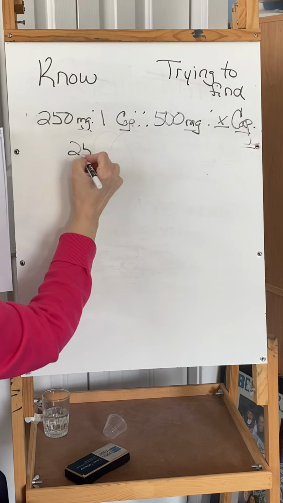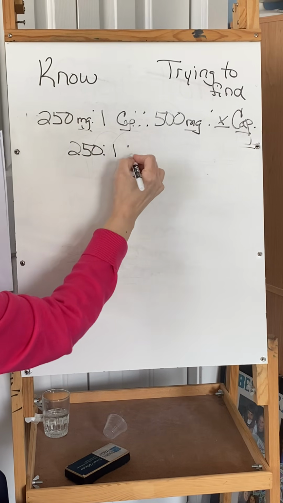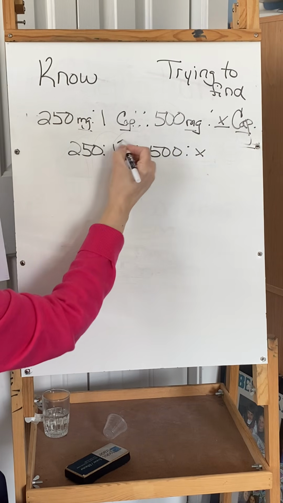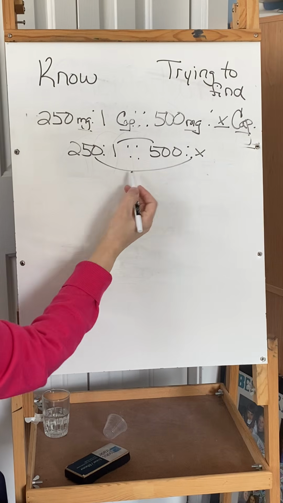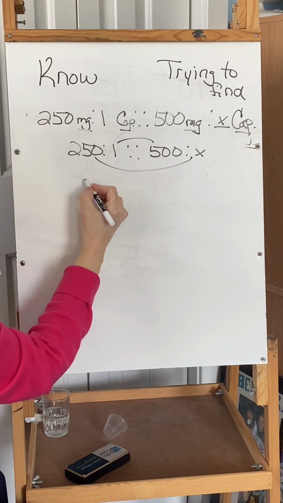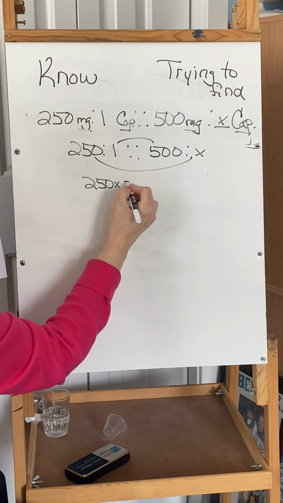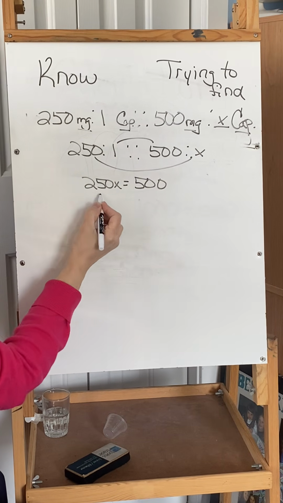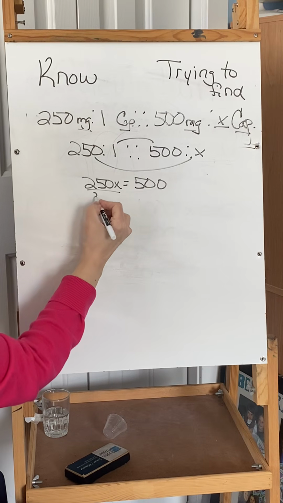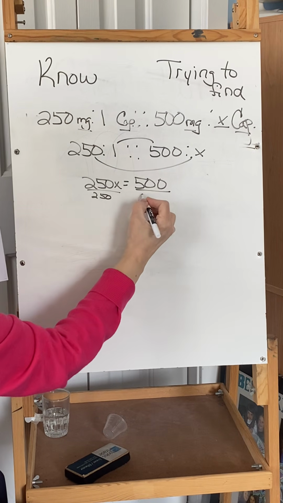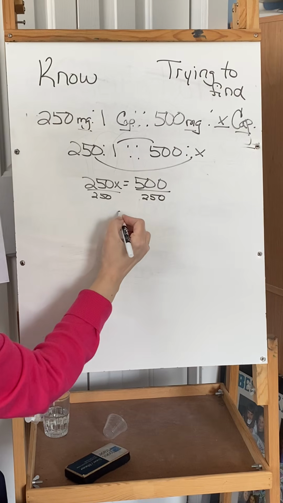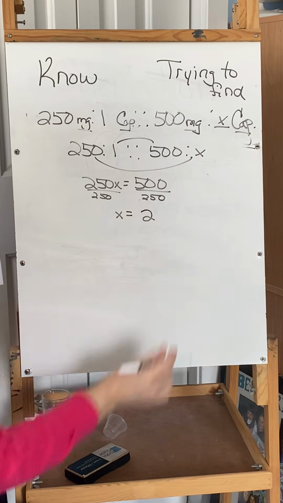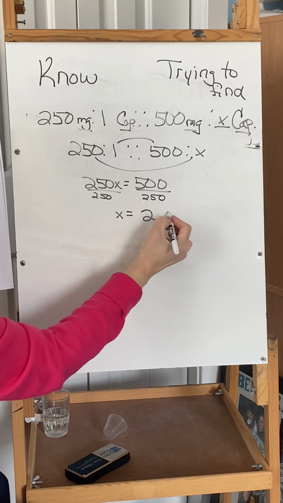Get rid of your abbreviations. And solve means to extremes. Your x on the left, 250x equals 1 times 500, which is 500. Okay, we need 1x, so we're going to divide by 250. We do one side, we do both sides. X equals, if you divide 500 by 250, you are going to get 2. There's your 2 capsules.